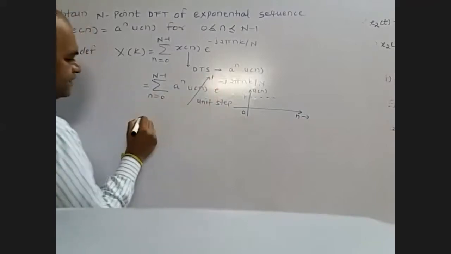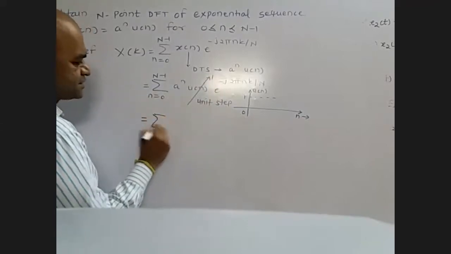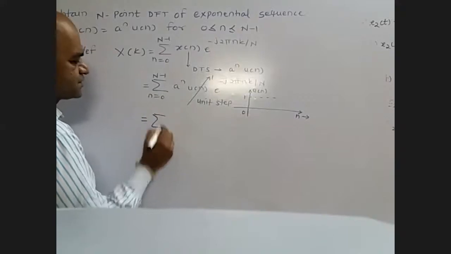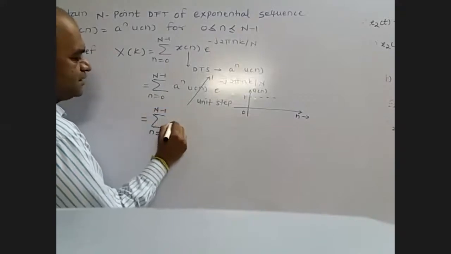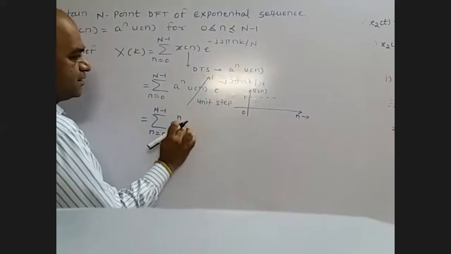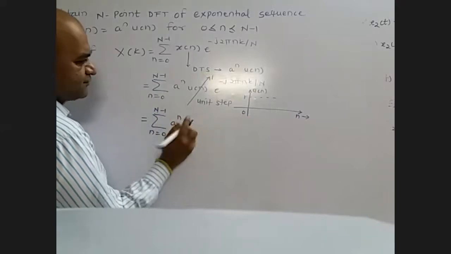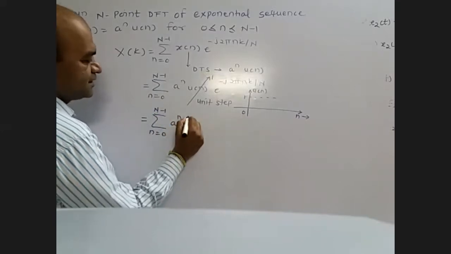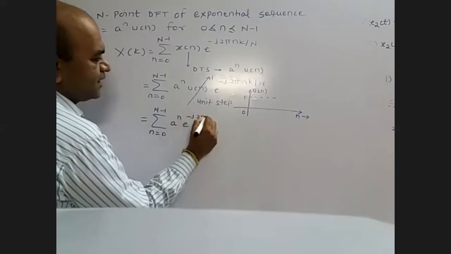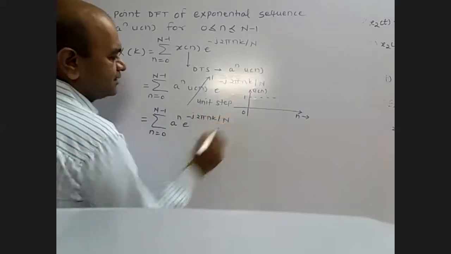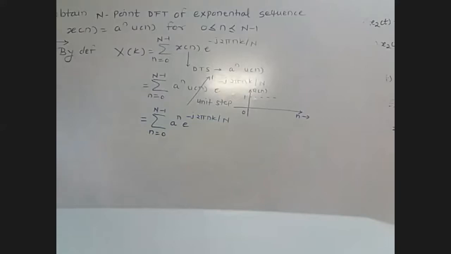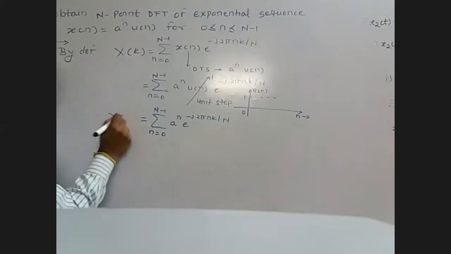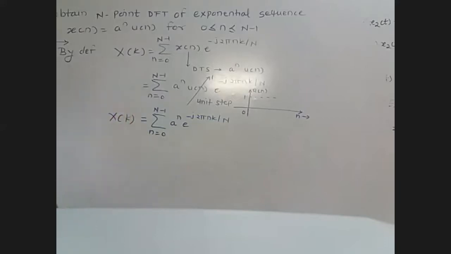So we rewrite this expression as summation of n is equal to 0 to N minus 1 a raised to n into 1. I am not writing the 1 here; directly I am writing e raised to minus j 2 pi n k by N. Now this is our problem, so this is X of k, and for this X of k we are finding the solution.